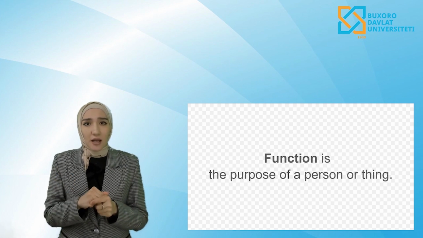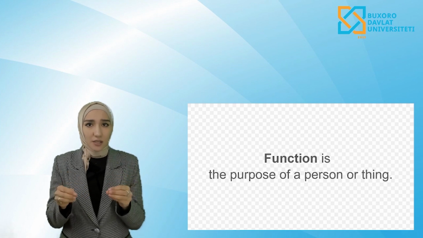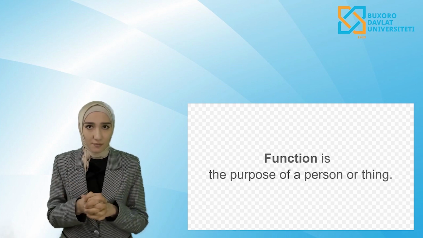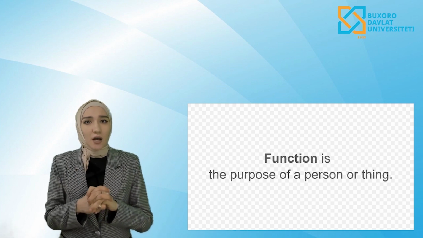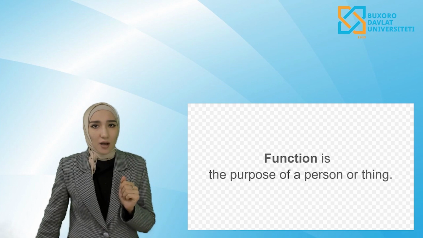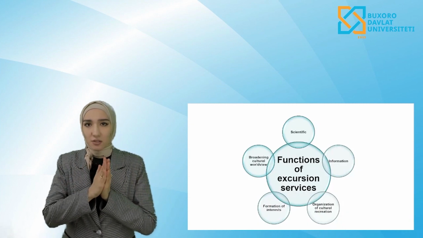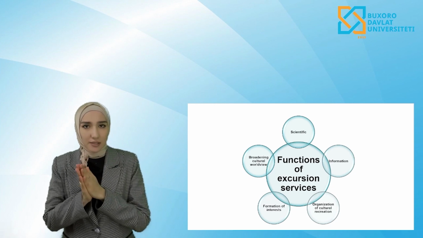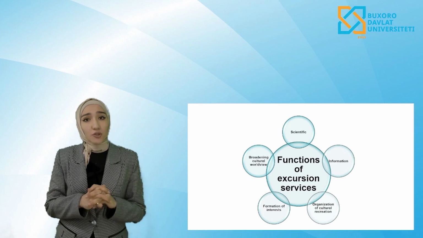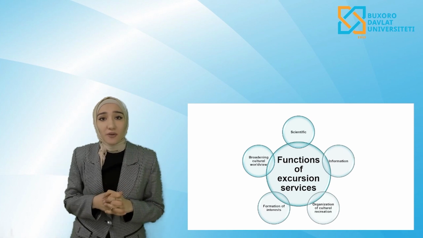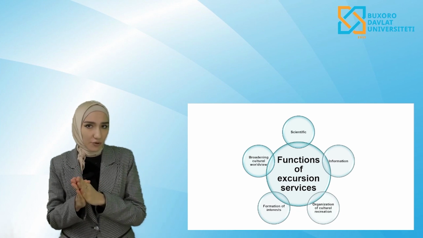So, for instance, a simple pen has its own function. It is to write or draw something. Excursion service has its own main functions, and now we will see them. Overall, there are five functions of excursion services. Namely, scientific, informational, organization of cultural recreation, formation of interest, and broadening cultural outlook. So, we will start from the first one.